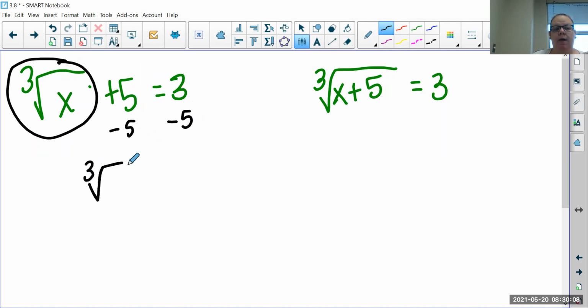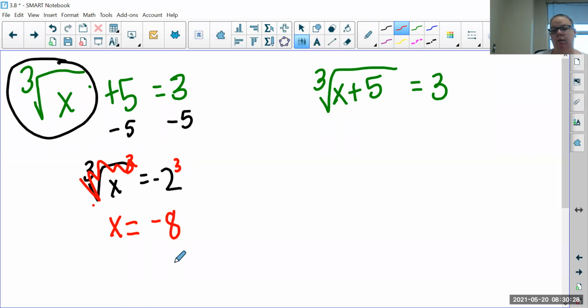I get the cube root of x equals -2 then. Normally, if this was a square root of x, I would be done and I would write no solution, but with cube roots, it's okay for it to be negative. The inverse of a cube root is to cube both sides. So I cube both sides. This cube root and cube cancel each other out, so I just am left with x. -2 to the third is -8. So then x equals -8.